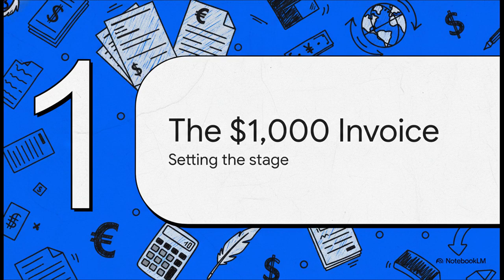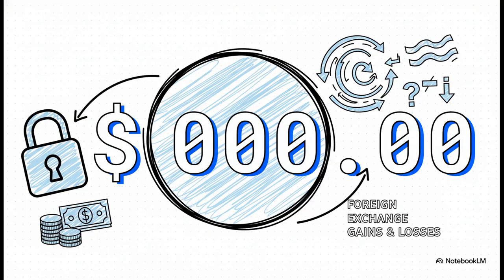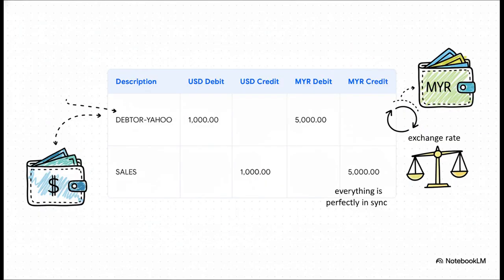Our story starts with a pretty standard invoice that we're sending out to a client. The invoice is for a nice round $1,000. Now this amount is our anchor. It's the fixed number that our client has to pay us. No more, no less.